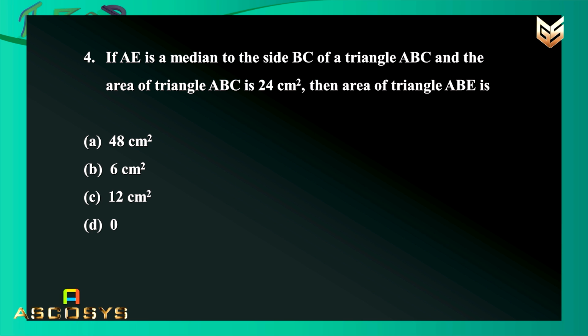Therefore, the area of each of these two triangles is equal to half of the area of the big triangle. Area of the big triangle is 24. So each triangle will have area half of 24. That means 12, 12. So that is why area of the triangle ABE is 12 centimeters square. So option C, 12 centimeters square, is the correct option.